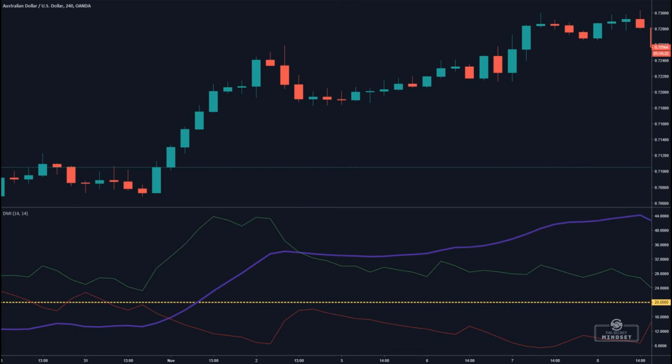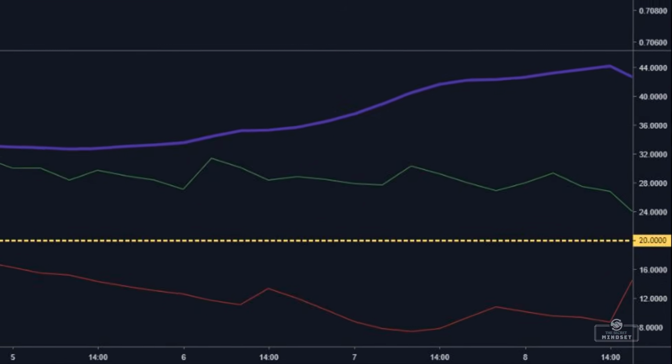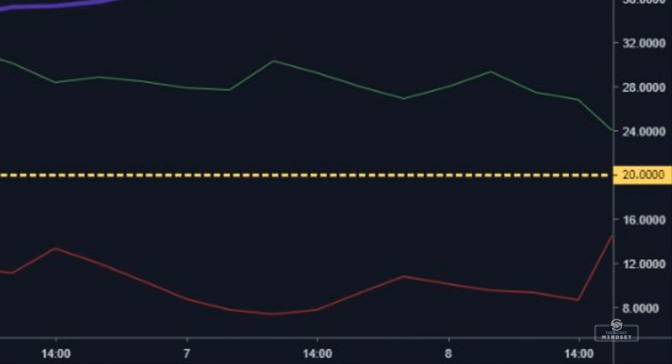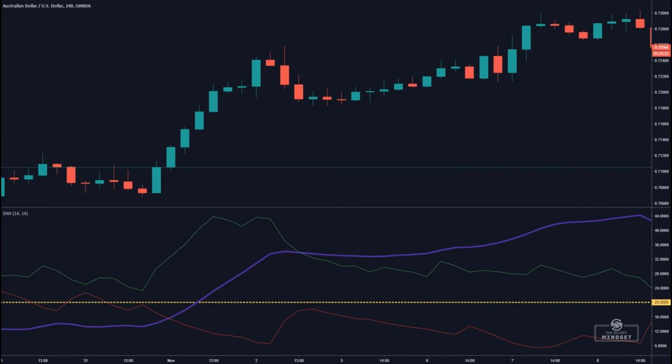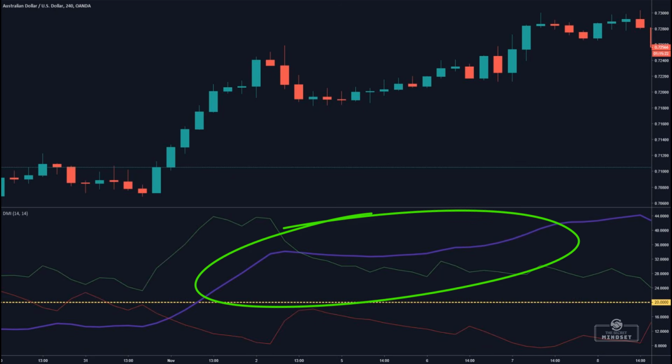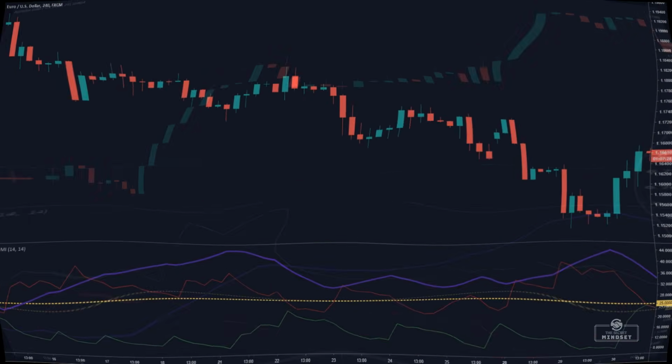Of course, you can experiment with this number, because some traders that want faster signals tend to use a 20 threshold when trading with the ADX. Here's an example on the Aussie dollar chart of a trade based on the 20 level. The ADX line breaks above this level as the price continues its upward movement.